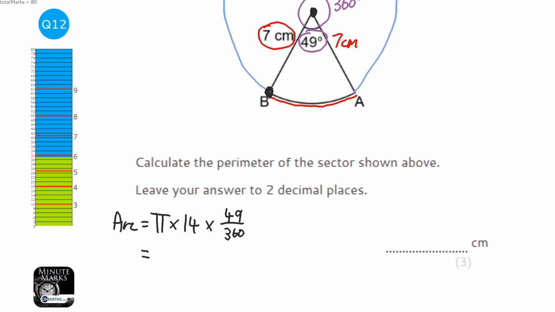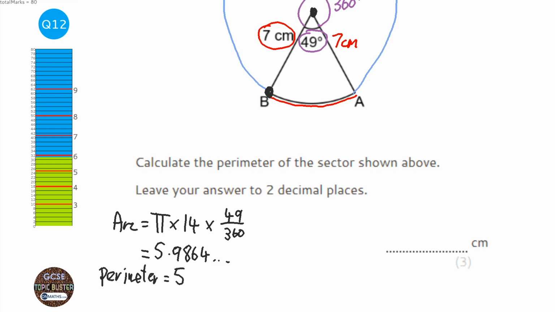So I'm going to type that into my calculator. Pi times 14 times, and I'm going to press the fraction button, 49 over 360. And it gives me the answer of 5.9864. I'm going to keep that in my calculator because I haven't answered the question yet, because as I said at the start, to get the perimeter I need to add that 5.9864 to the 7 and the other 7, and that will give me the full perimeter.